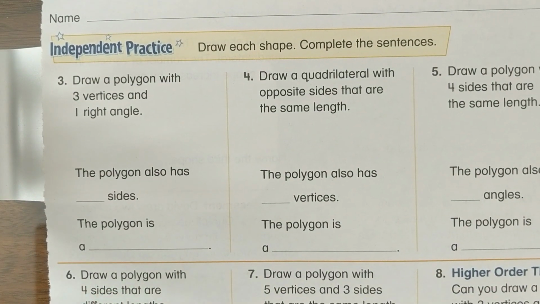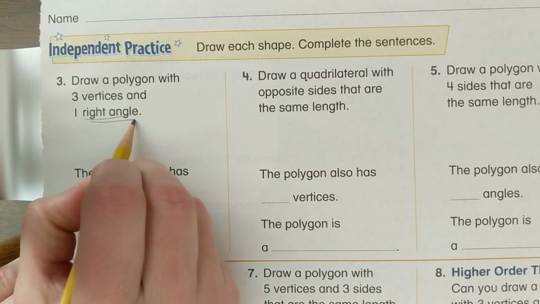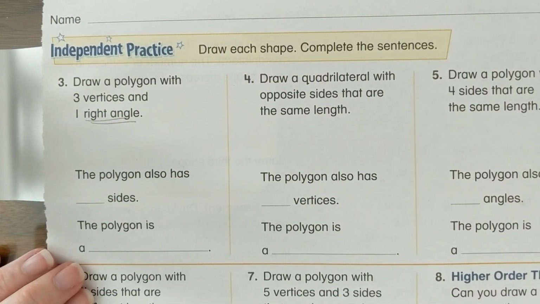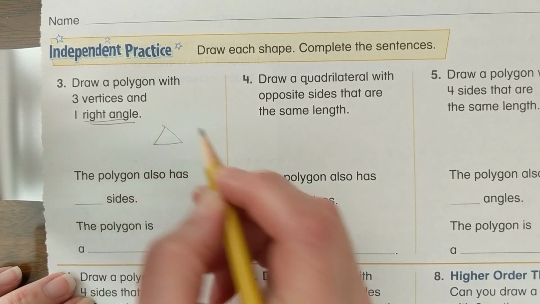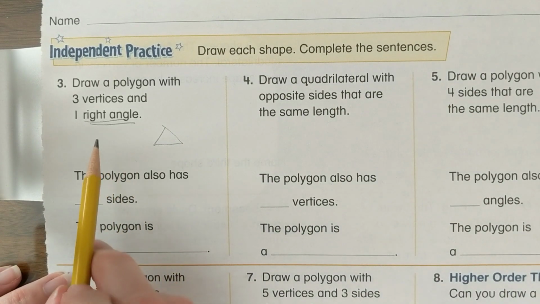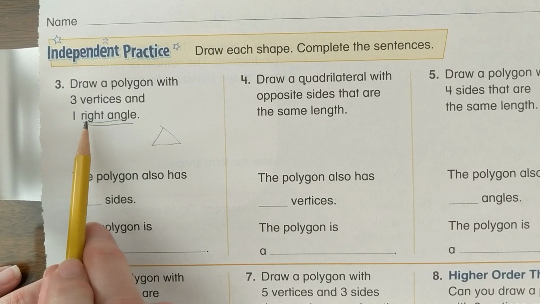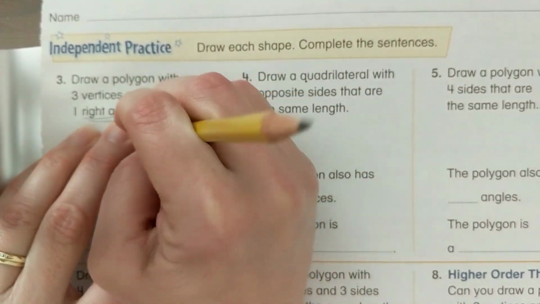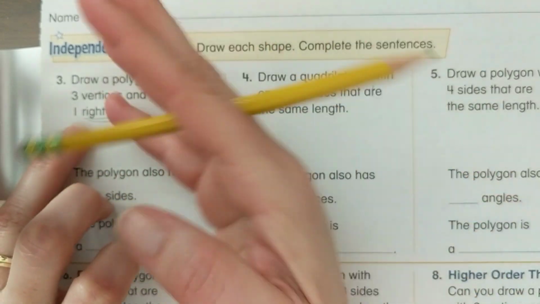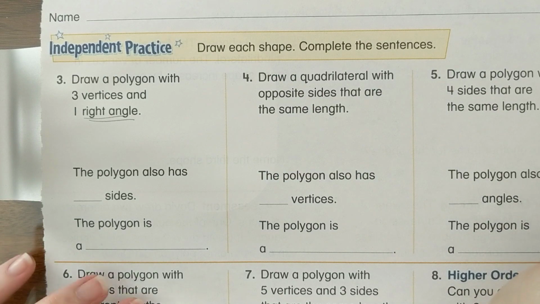Draw a polygon with 3 vertices and 1 right angle. You need to be reading these directions very carefully. If you go really fast and you see 3 vertices and you just go like this and you didn't read the next part, you're going to get that wrong because you did not include a right angle. So this would not work. Please slow down and read these directions so you're not getting questions wrong that you should be getting right.